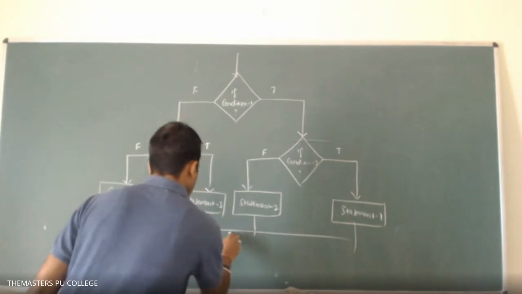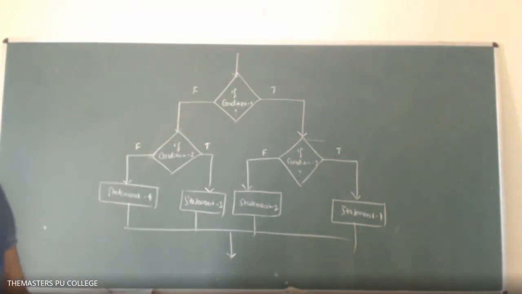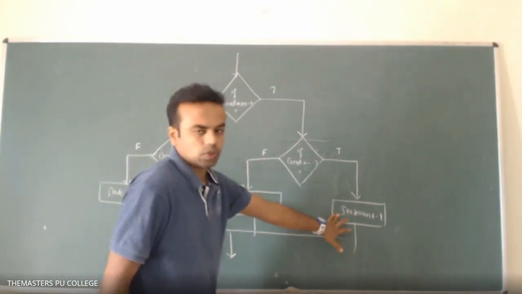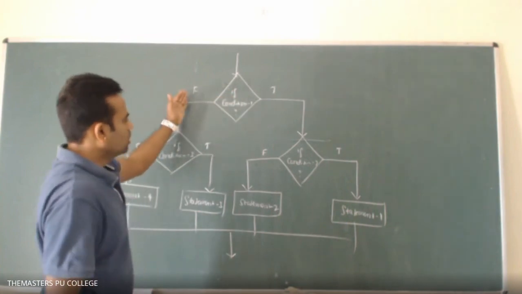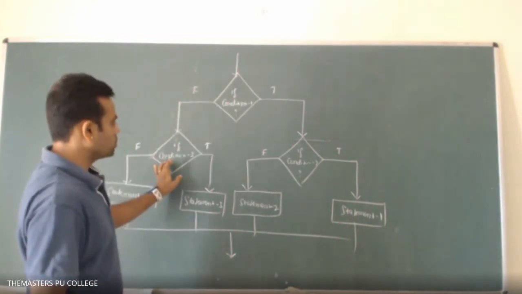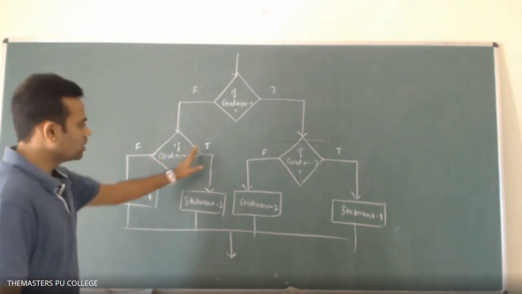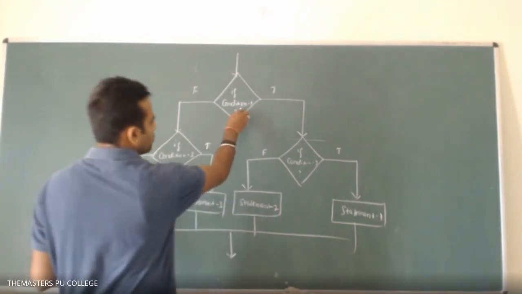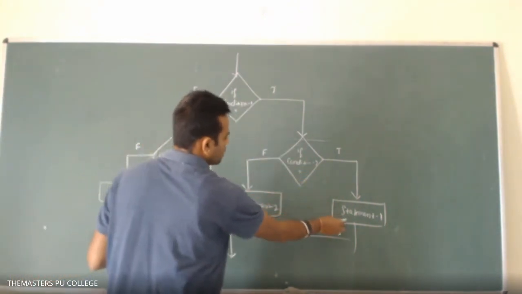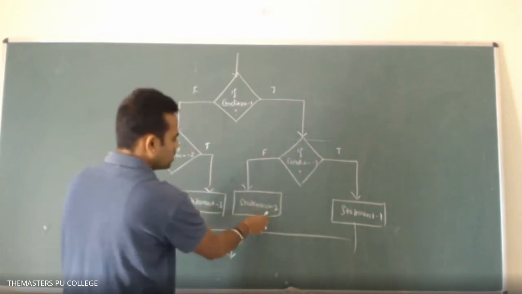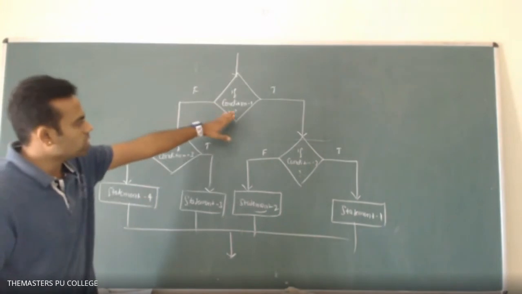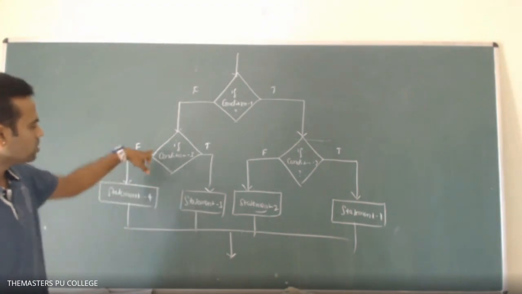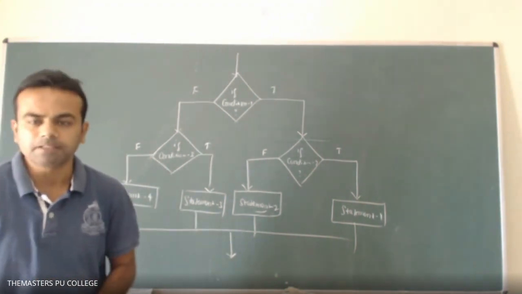And join this and then put the top arrow. That's it. If condition 1 and condition 2 are true, then statement 1 will execute. If this condition 1 is false, it checks for condition 3. If condition 3 is true, then statement 3 will execute. If condition 3 is false, then statement 4 will execute. That's it. Nested if.